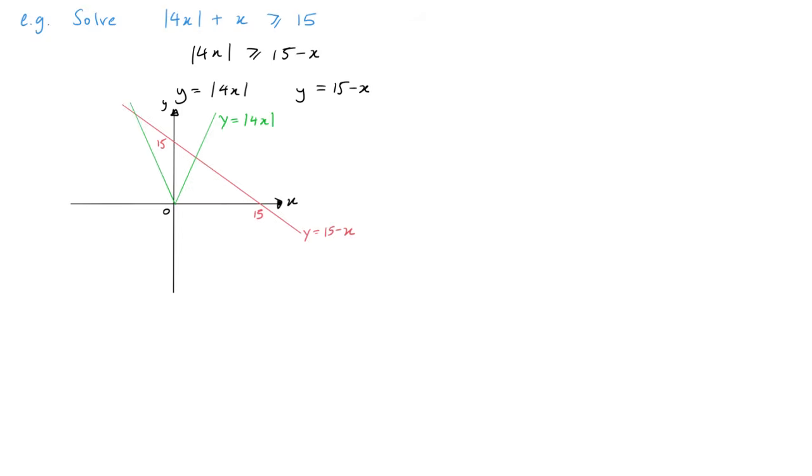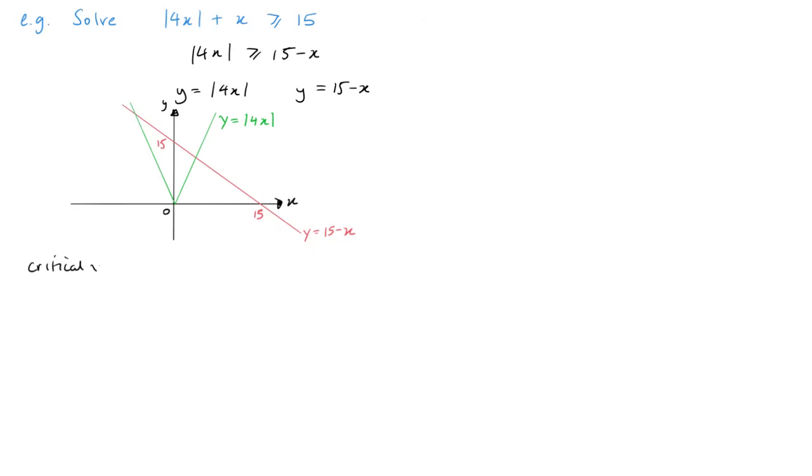So I went ahead and sketched these quickly. We've got 15 minus x, which is this red graph, and the modulus of 4x is this green graph here. Nice and straightforward. We've got two intersection points here, so we need to go ahead and find our critical values. I don't need the bottom of this graph, so I can get rid of that and create a little bit more room.